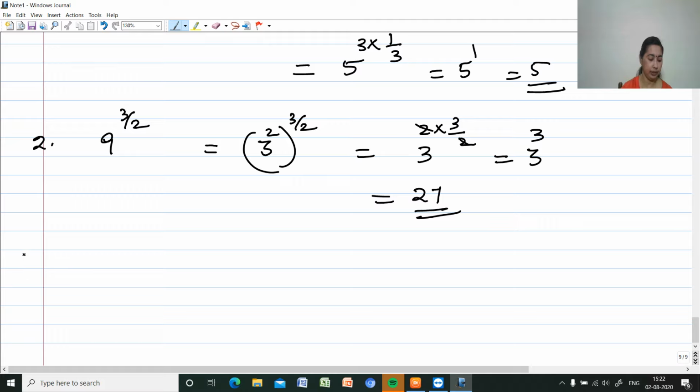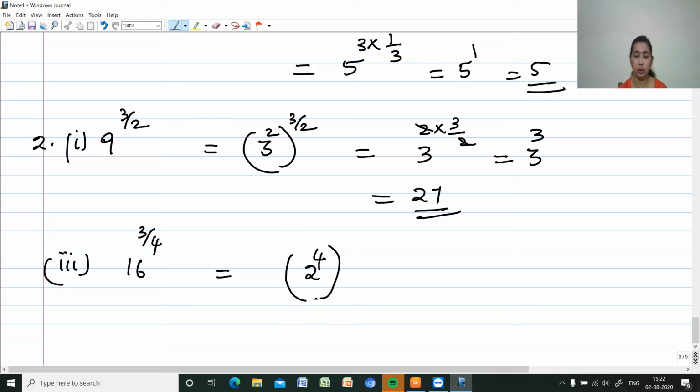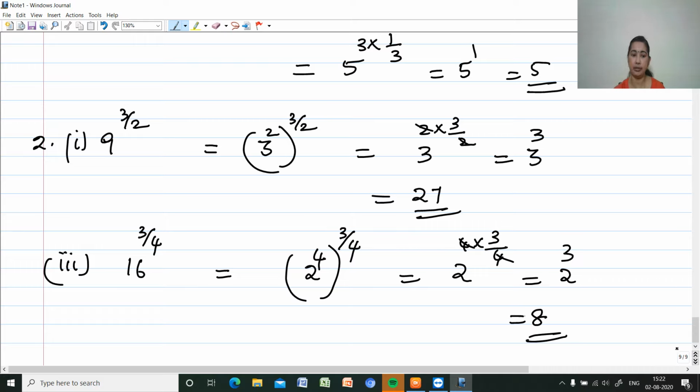Then in that same question 2, the third question: 16 raised to 3 by 4. So 16 can be written as powers of 2. That is 2 raised to 4 is 16, whole raised to 3 by 4. That is equal to 2 raised to 4 into 3 by 4, which is equal to, this 4 cancelling, we are getting 2 cube, that is equal to 8. So 16 raised to 3 by 4 is equal to 8.